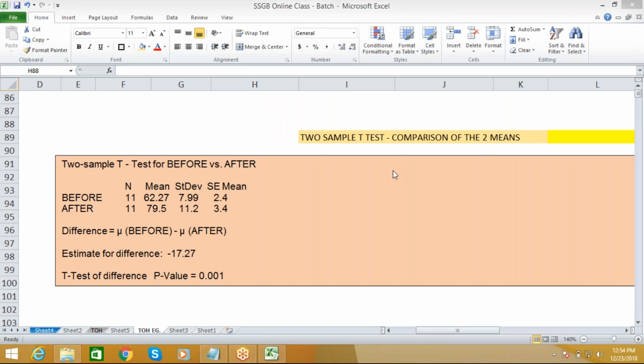Asha, I have a question. What is the symbol before and after? Okay, the symbol over here is nothing but mu, the mean. So mu stands for the mean over here, Chitra. It's just taking a difference between the two means. Sorry, I didn't explain that. Mu stands for the mean, and this is taking the difference between the two means, which is 17.27. Okay.